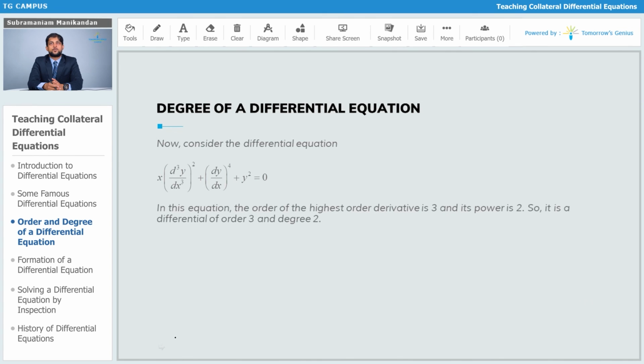another example before we move on to a proper question on finding out order and degree of a differential equation. Consider the differential equation x times the square of d cube y by dx cube plus dy by dx to the power of 4 plus y square is equal to 0. So you would be able to tell right away by observation that the highest order derivative is the third order, and therefore the order of this differential equation is 3. And this term containing d cube y by dx cube is raised to the power of 2, therefore its degree is 2.